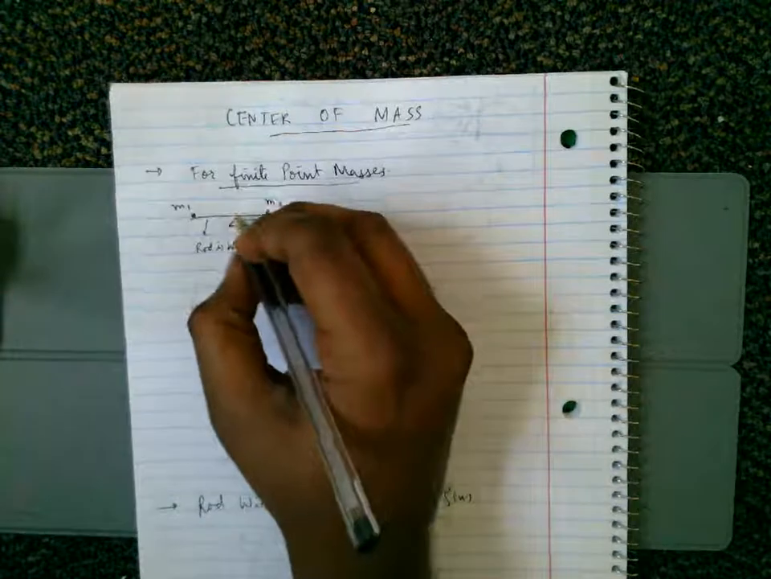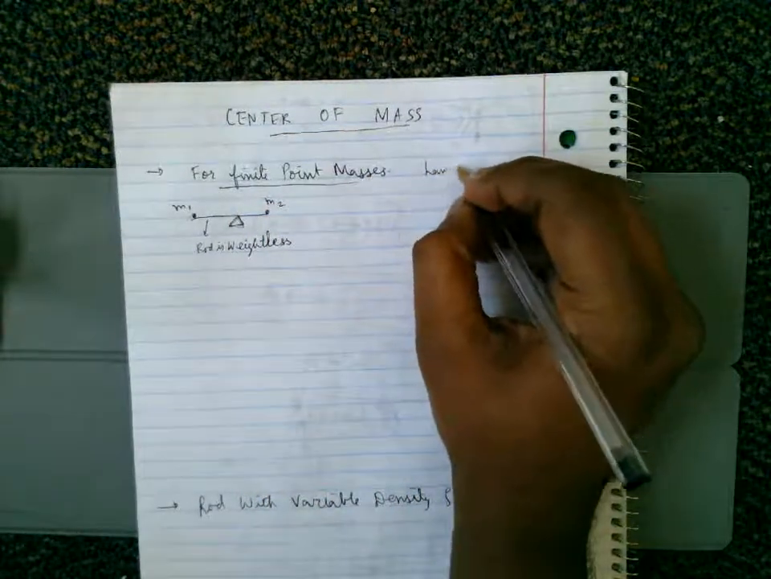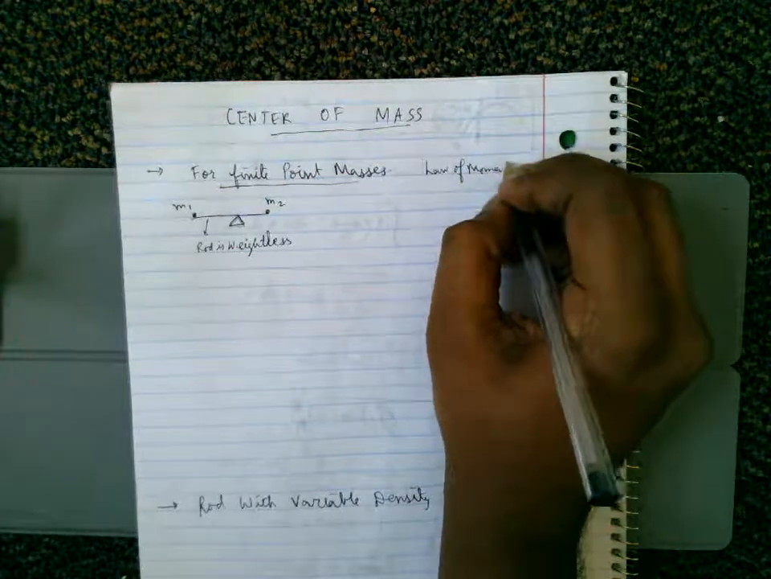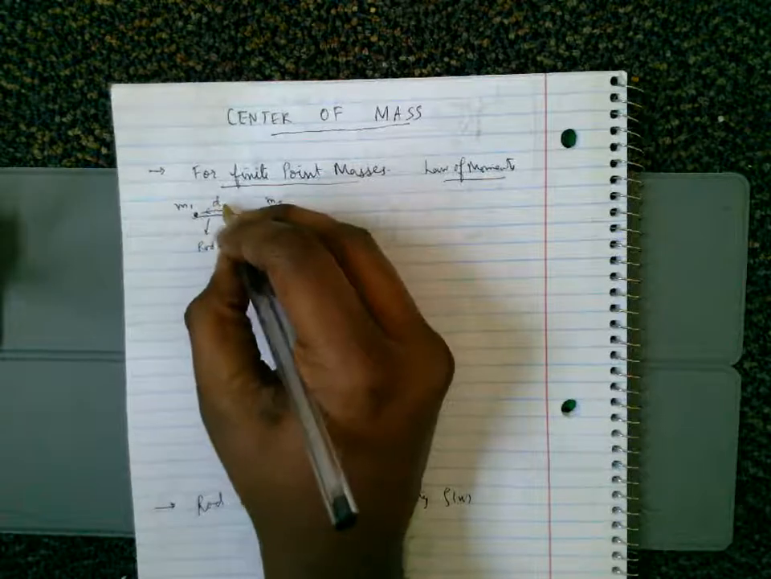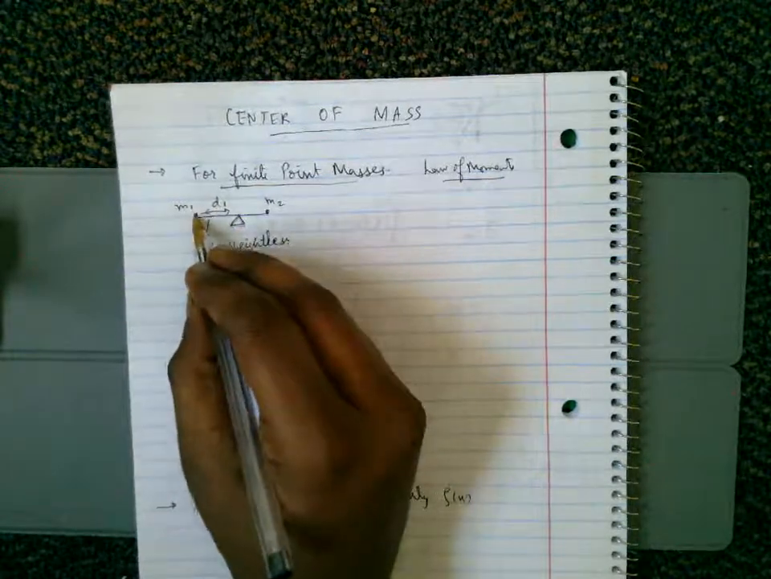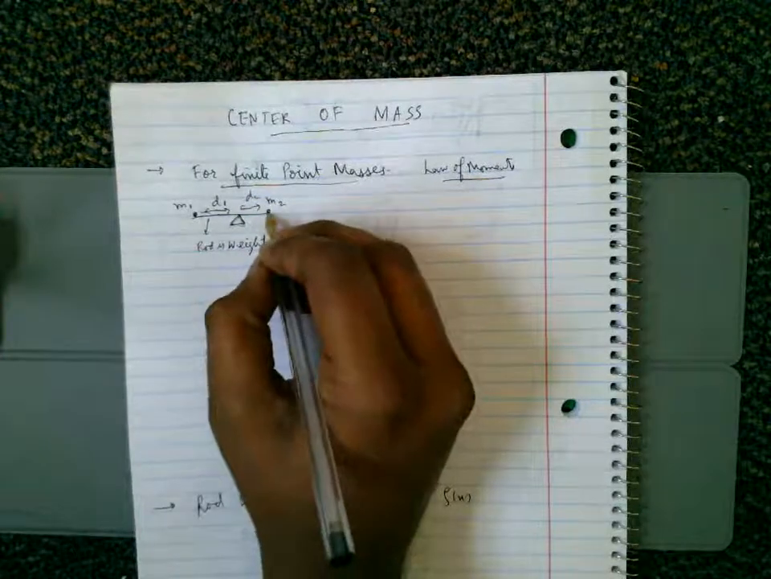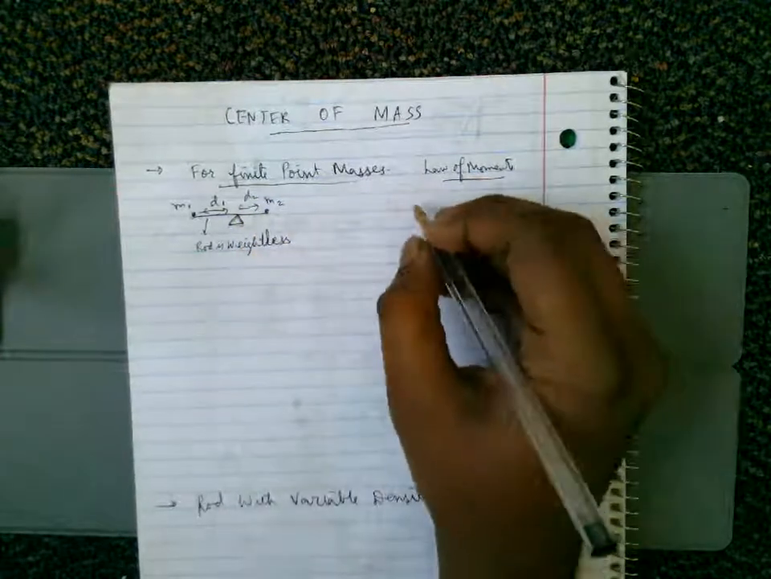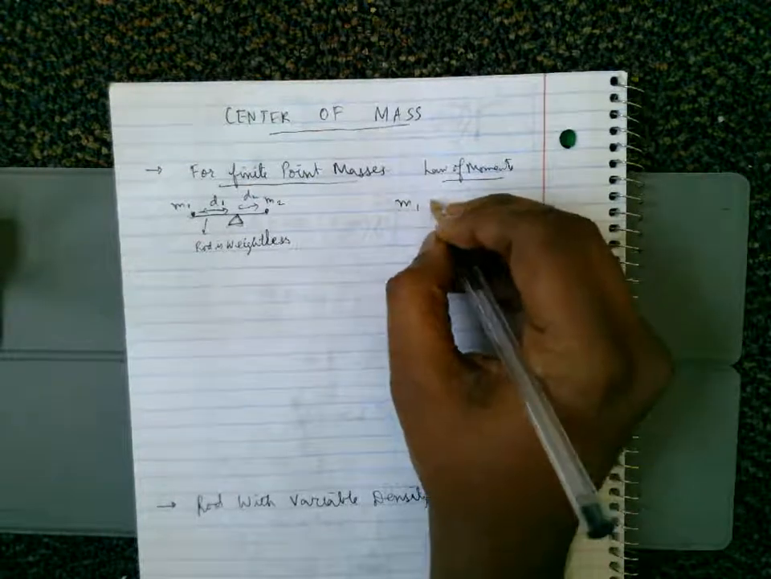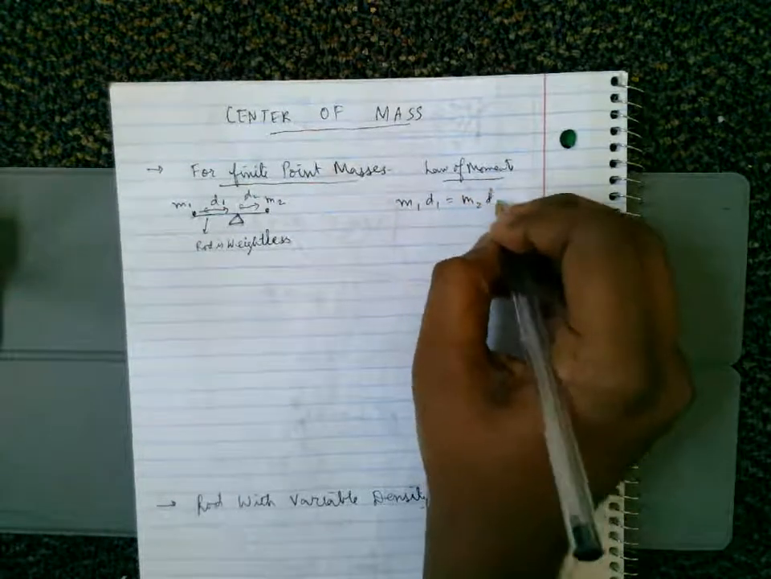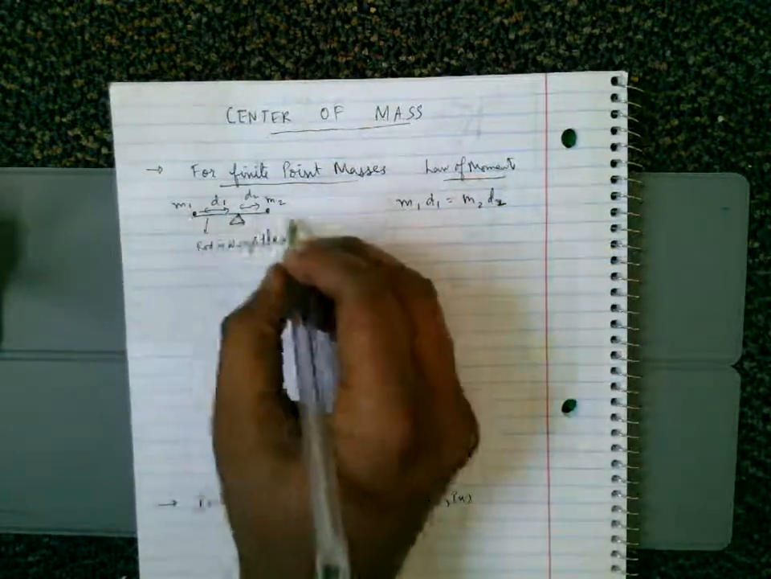So a law of moments tells us that if d1 is the distance between the point m1 and this lever, and d2 is the distance between m2 and this lever, then this will balance out when m1 d1 is equal to m2 d2. All right. So we can give coordinates to these point masses.